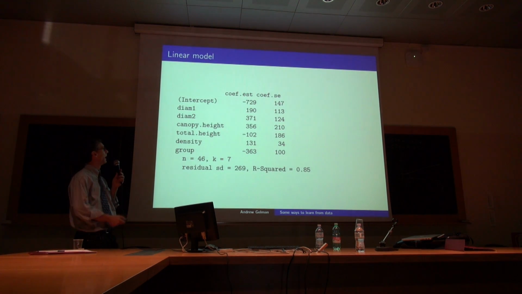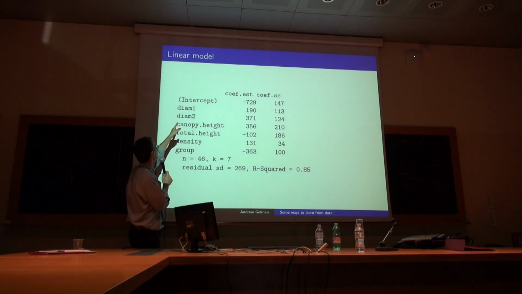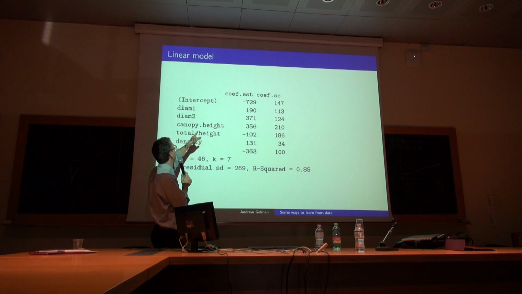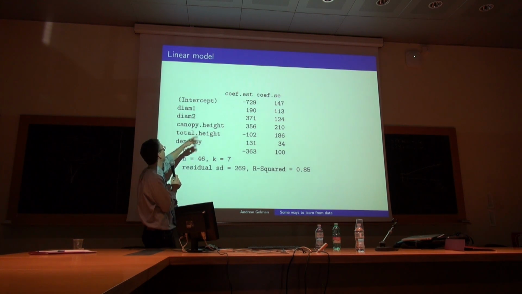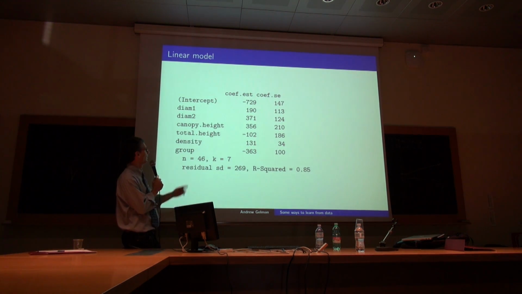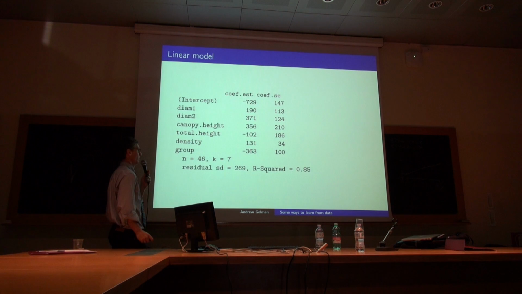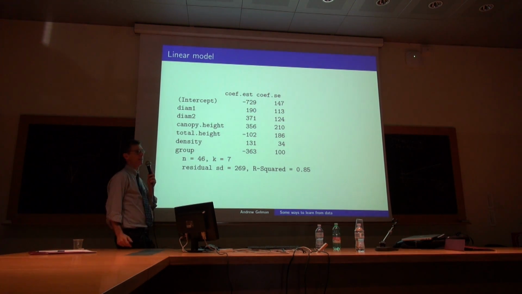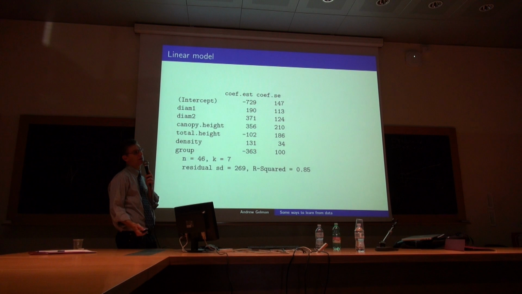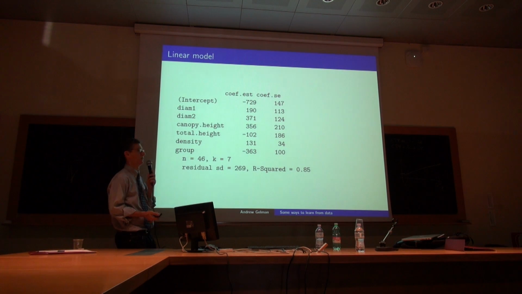I'm sort of jumping ahead though, so I should say here's the linear model first. The linear model said that for every meter that diameter 1 was bigger, you got 190 grams more leaves. For every meter diameter 2 was longer, you got 371 grams. Some of these things are significant and some aren't. It predicts pretty well. The R squared is 85%. Now, as I just said, this is not a good model with these funny negative numbers. And if you're not careful, you could predict a plant has a negative weight of the leaves, which isn't going to be the case.